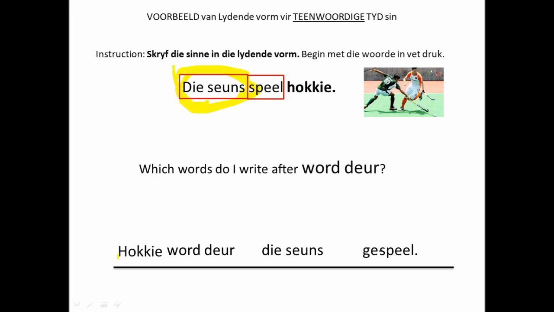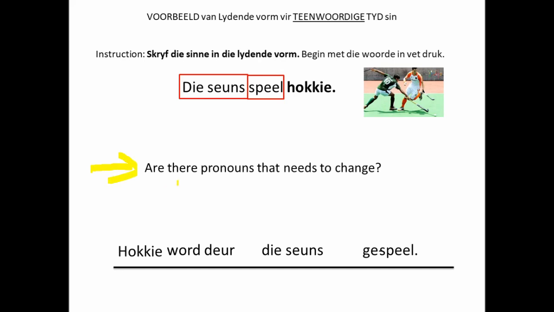So let's look at the sentence. Hockey word deur die seuns gespeel. Are we finished? Let's see. There's still one final step we need to look at. Remember the steps we did in the previous slide? Are there pronouns that need to change? You need to look at that. And luckily for this sentence, no. No pronouns need to change. And the sentence is finished.